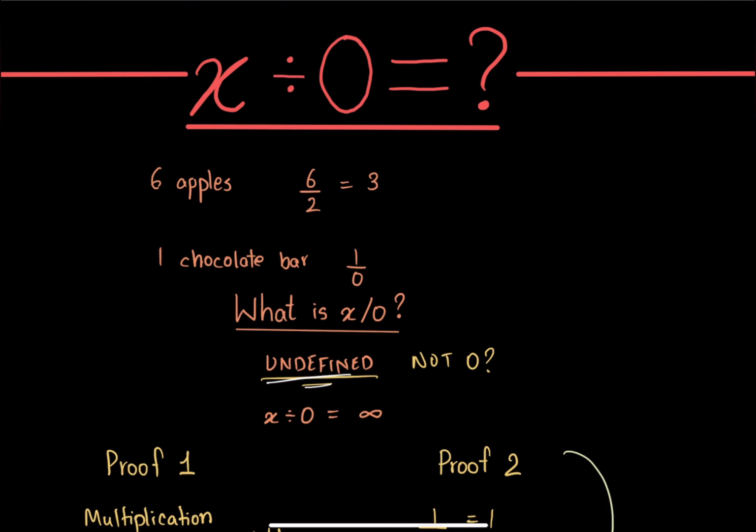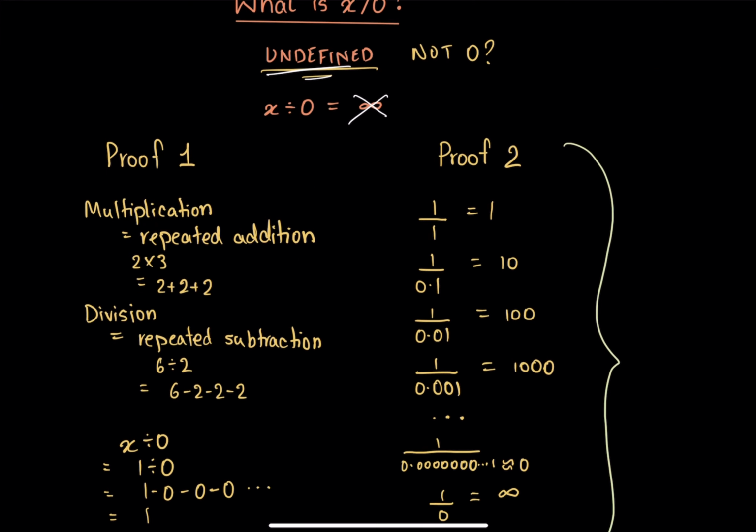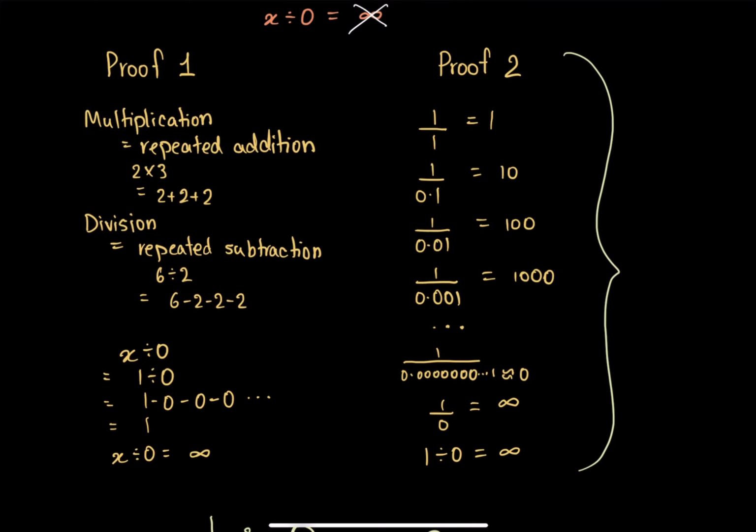x divided by 0 is undefined and not infinity. Why? Well, the reason why people thought that it was infinity is because division is basically repeated subtraction. And if you take away 0 from any number or integer, you still get your original integer. That is why people believed x divided by 0 is infinity.